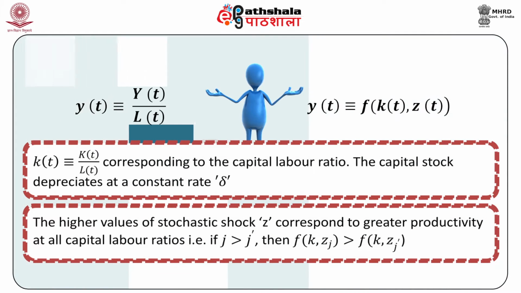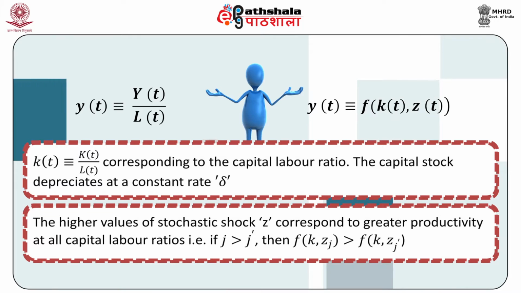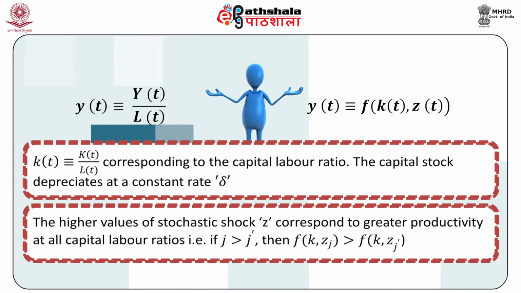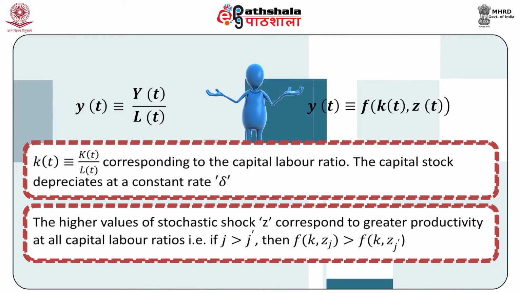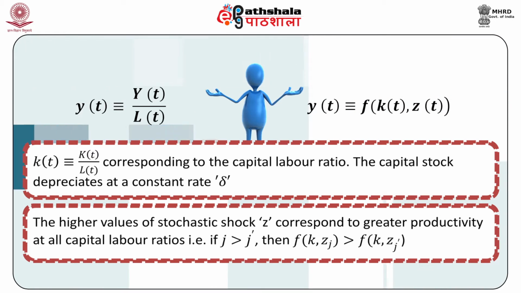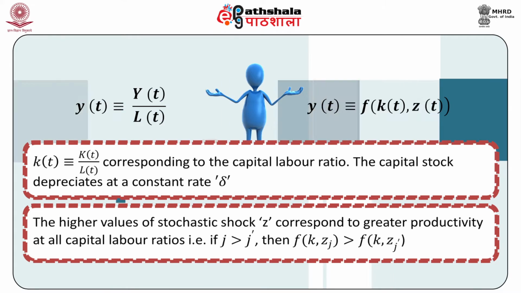In most of the neoclassical growth models under uncertainty, it is assumed that the stochastic shock is a labor augmenting productivity term. So the aggregate production function becomes Y_t as a function of K_t, Z_t, and L_t. Per capita output is defined as small y_t, which is equal to capital Y_t upon L_t. And the per capita production function y_t is a function of per capita capital stock k_t and Z_t, where per capita capital stock k_t is equal to capital K_t upon L_t, corresponding to the capital labor ratio. The capital stock depreciates at a constant rate delta.